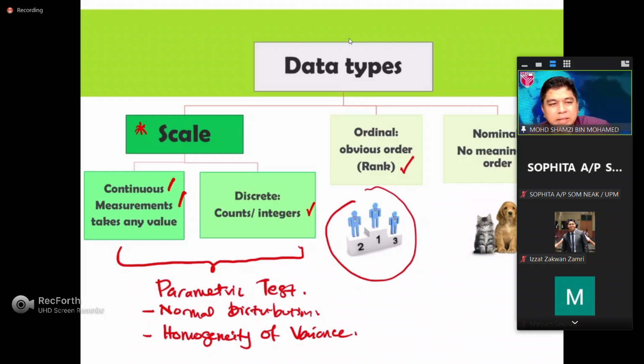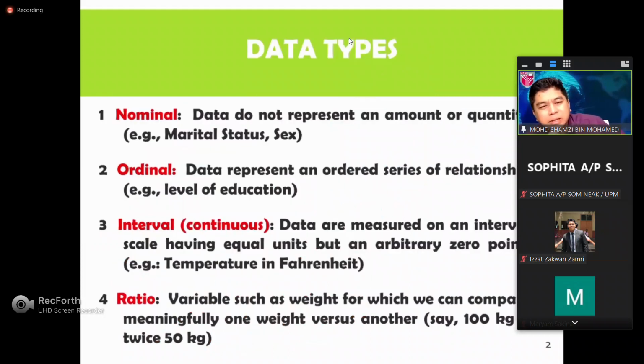Now, data types, just to reiterate. Nominal data do not represent an amount or quantity. Quantity is measurable, so nominal is not measured, but you put some type of ranking in a survey. Example, marital status, single or married, or sex, female, male. No particular order. Ordinal data represent an ordered series of relationships, for example, level of education.